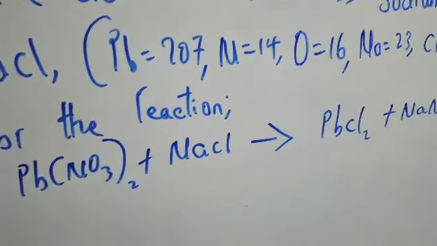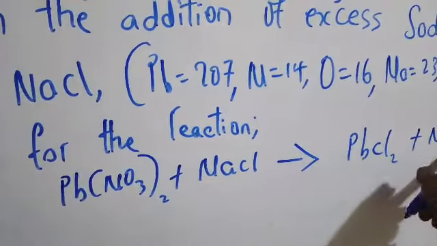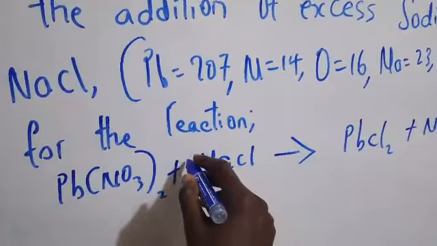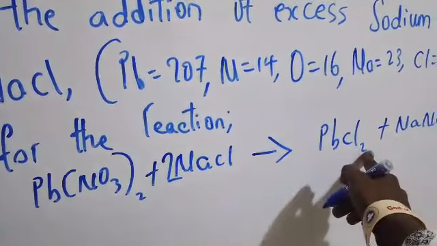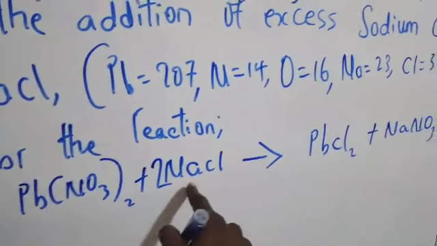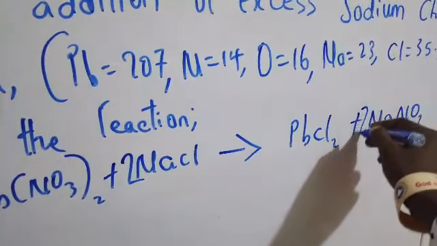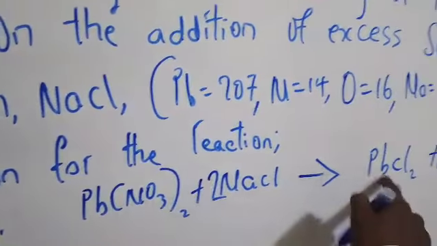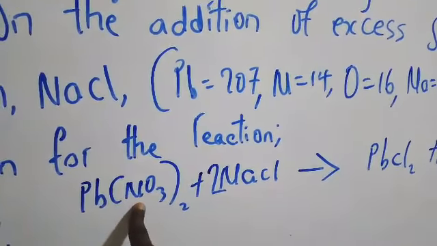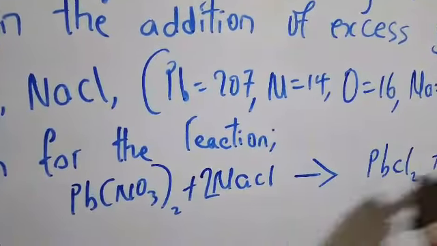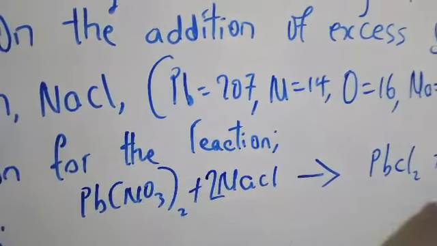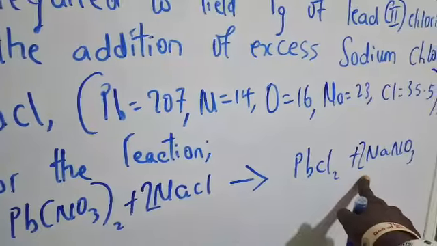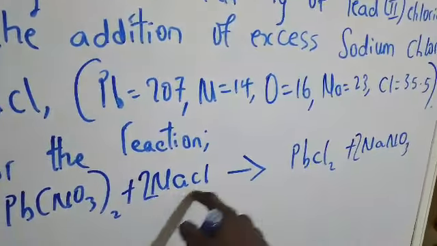Now let's check whether it is balanced. Sodium here is 1, sodium here is 1, chlorine is 2. Let me add 2 here. So chlorine is 2, chlorine is 2, Pb is 1, Pb is 1. But sodium here is 2, sodium here is 1. Let me add 2 here. I feel the equation is balanced now. Pb 1, Pb 1. Nitrogen is 2, nitrogen is 2. Oxygen here is 6, oxygen here is 3 times 2, 6. Sodium is 2. Okay, the equation is balanced.